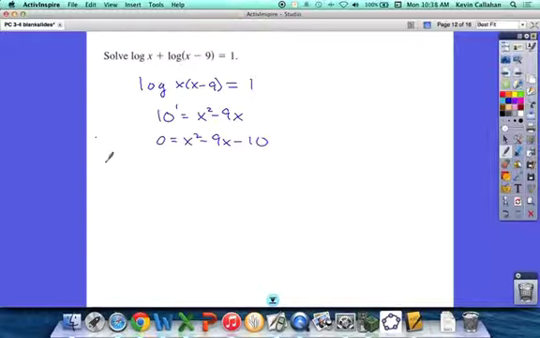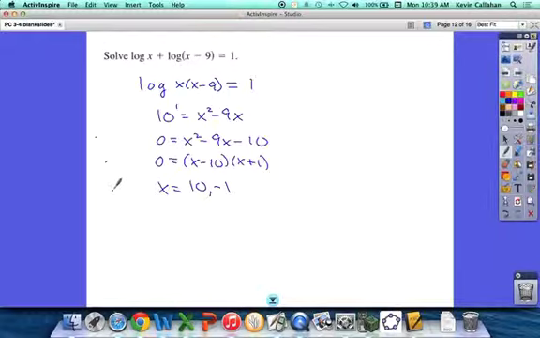Which I could see that was going to be a quadratic. So I got to get everything on one side, 0 on the other. Then we solve that. Is it factorable? Yeah, it's pretty basic factoring. That'll be x minus 10 times x plus 1, which means x equals 10 and negative 1. Okay, now we check, right?